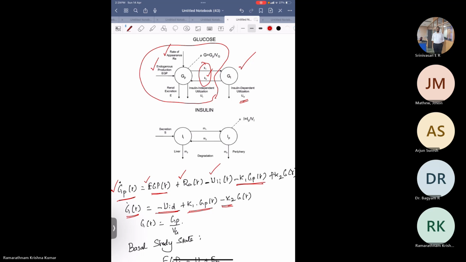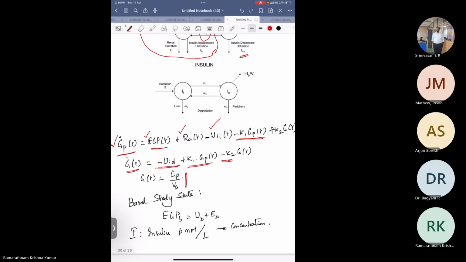Now, we always keep dividing to change the units, the plasma glucose divided by Vg. Plasma glucose may be in picomole per kg and so on. So that is converted into concentration.